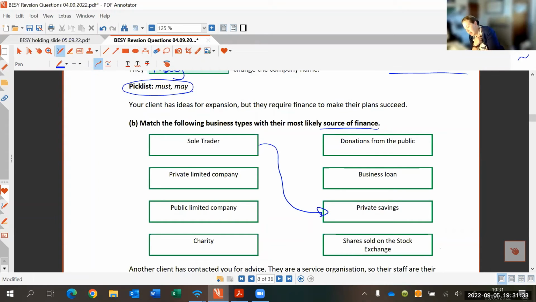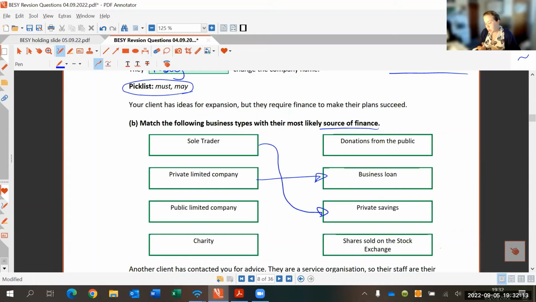Lovely. So for our private limited company, again, we're not going to be accepting donations from the public, and we can't get shares from the stock exchange, because that's for a certain type of company. So as a private limited company, we're going to choose the business loan. We also wouldn't use private savings, because the business owners and the company are completely separate. You don't want to put your personal money into it, because if the business goes under, you will lose that. And you're not personally liable for those debts. So really keep it separate.